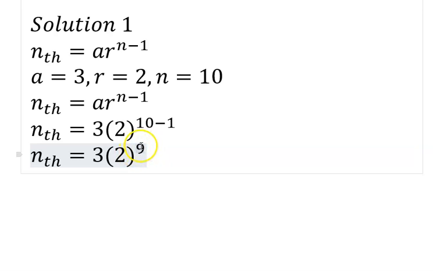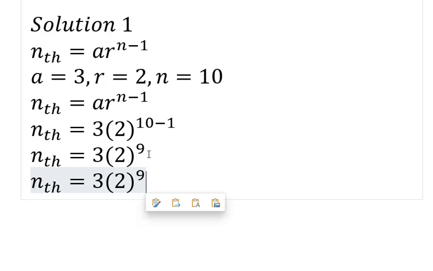Because this power belongs to this alone. So 2 raised to power 9 will give us what? 512. Because we say 2 times 2, 4, 4 times 2, 8, 8 times 2, 16, 16 times 2, 32. That's how you multiply it out to 9 places. So it will give you 512.